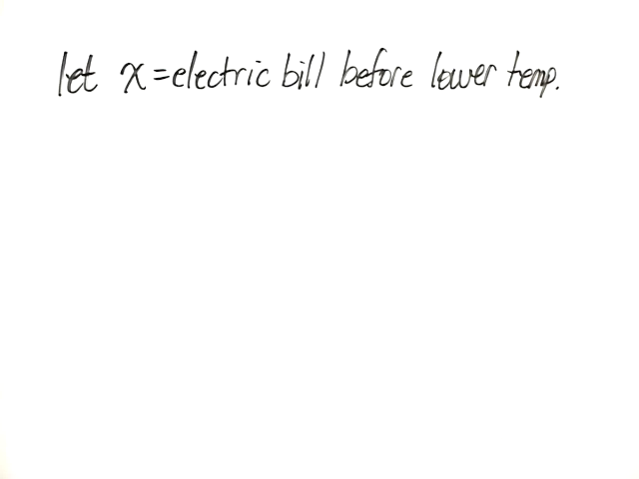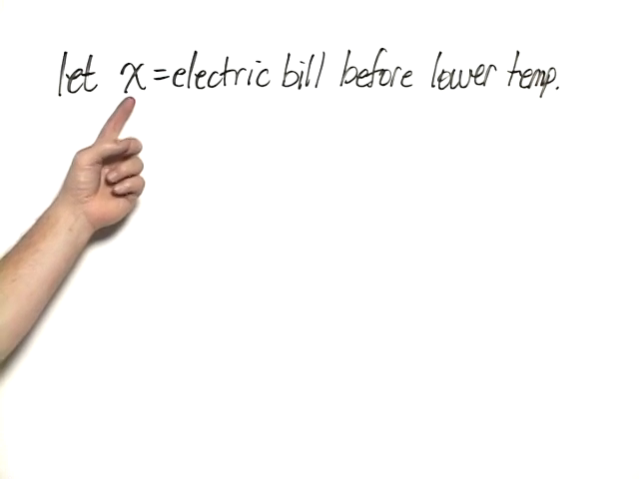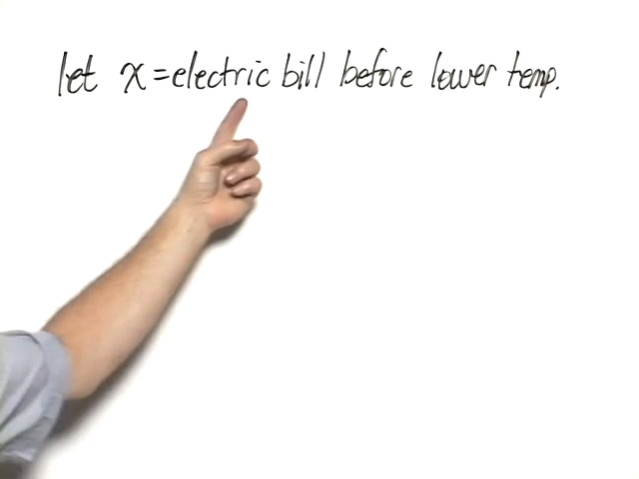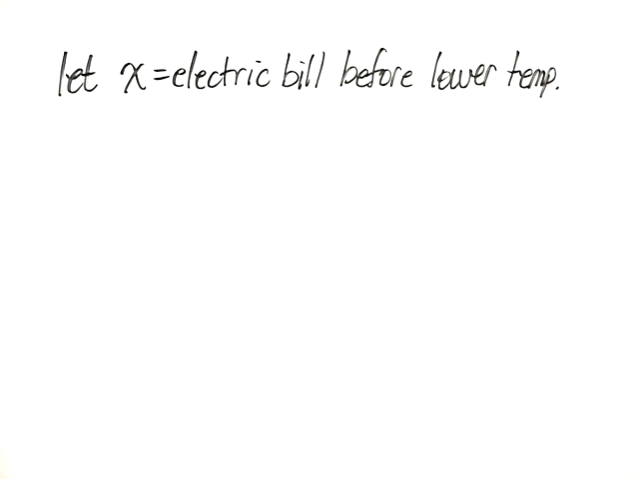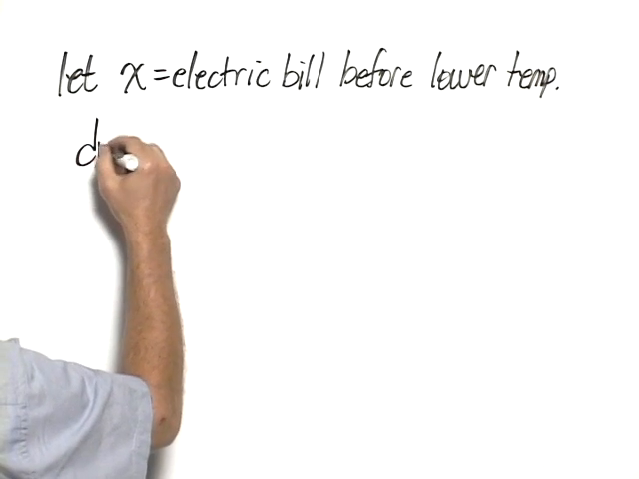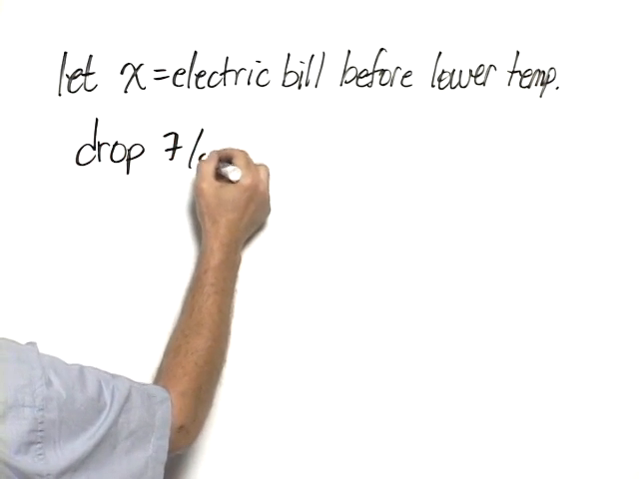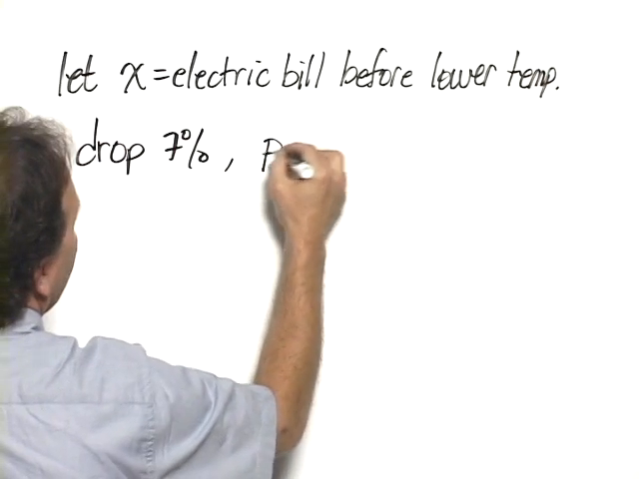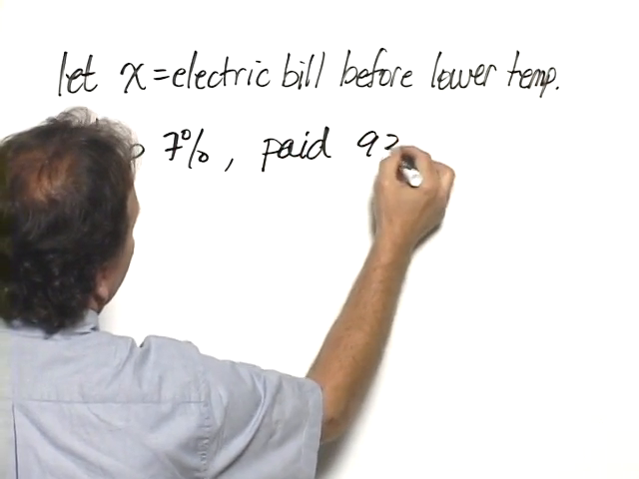So we begin by familiarizing ourselves with the problem or the exercise, and we start by saying X is equal to the electric bill before they lowered the temperature of their electric hot water heater. And then what we want to do is notice that the bill dropped by 7%, and that means that they actually paid 93%.